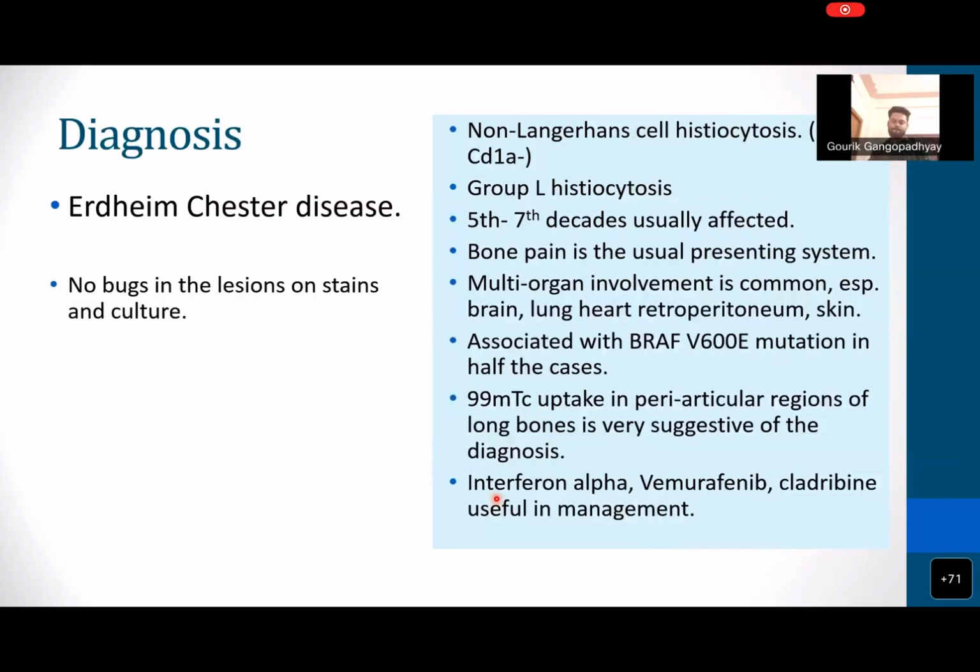I don't want to go through all of this, but it's a non-Langerhans cell histiocytosis. Yet in the Histiocyte Society grouping, it is put into the L group because of its association with the BRAF V600E mutation.